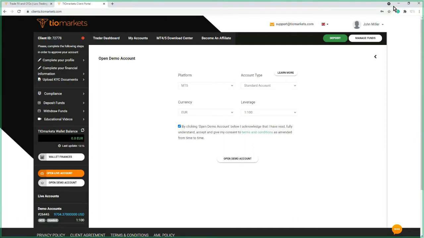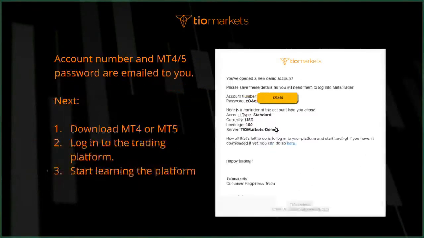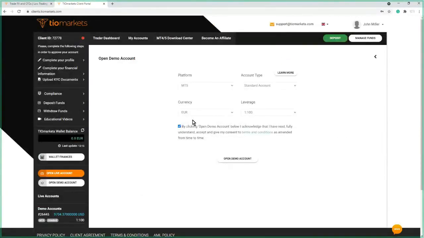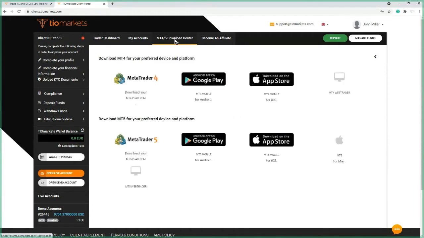All right, then what happens is that you will get another email. The account number for the MT4 or MT5 platform is emailed to you. You get the account number and the password, and then you need to go to do the downloading if you haven't done it already. Let me go there again. So the download center is up here, and then very basic Windows stuff.